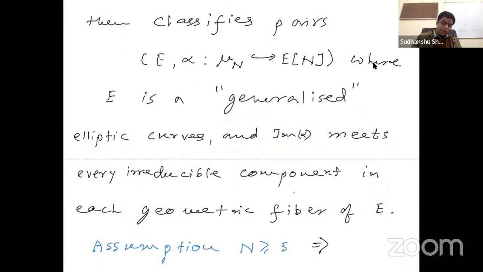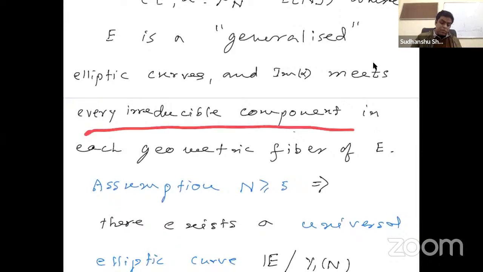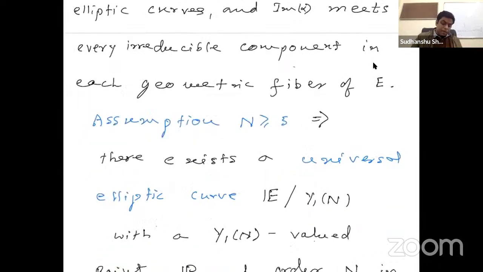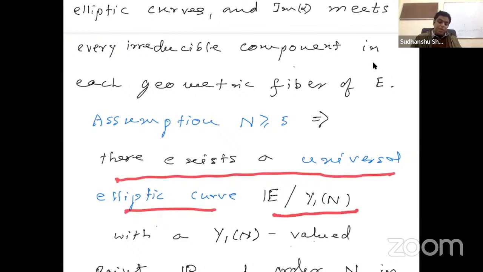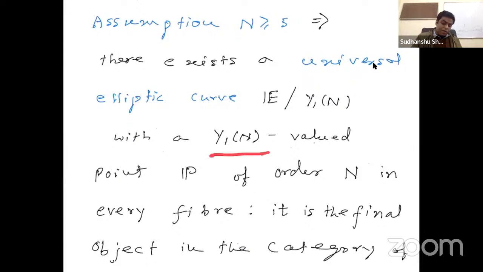And some additional properties about irreducible components of those curves. So here is where this assumption n greater than or equal to 5 is used. Once you have this, then there exists what is called the universal elliptic curve E over Y_1(N) with a Y_1(N)-valued point P of order n in every fiber.